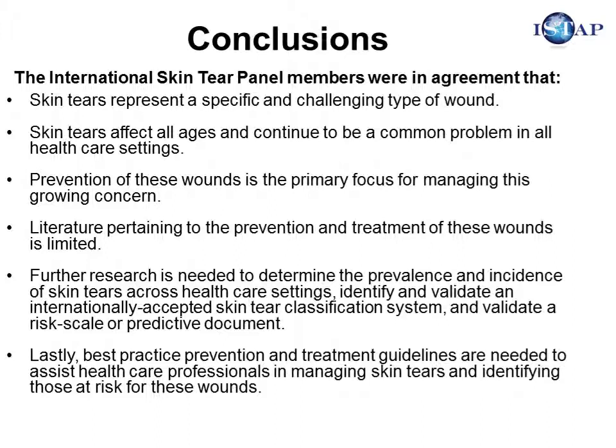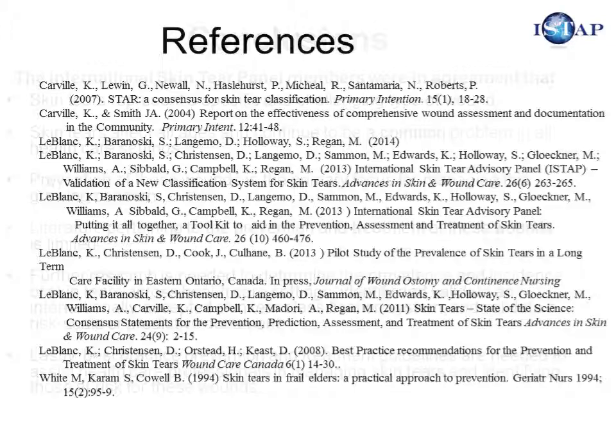Literature pertaining to the prevention and treatment of these wounds is limited, and further research is needed to determine the prevalence and incidence of skin tears across the healthcare settings, identify and validate an internationally accepted skin tear classification system, and validate a risk scale or predictive tool, such as we have the Braden for pressure ulcers. And lastly, best practice prevention and treatment guidelines are needed to assist healthcare professionals in managing skin tears and identifying those at risk for these wounds. The references, and I will stop there.